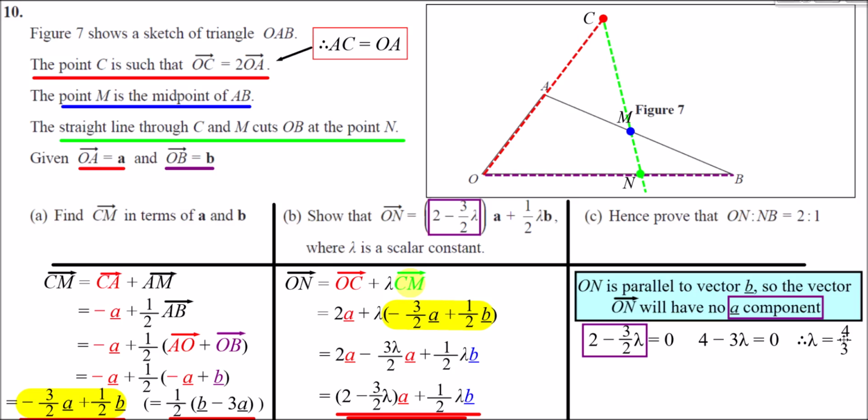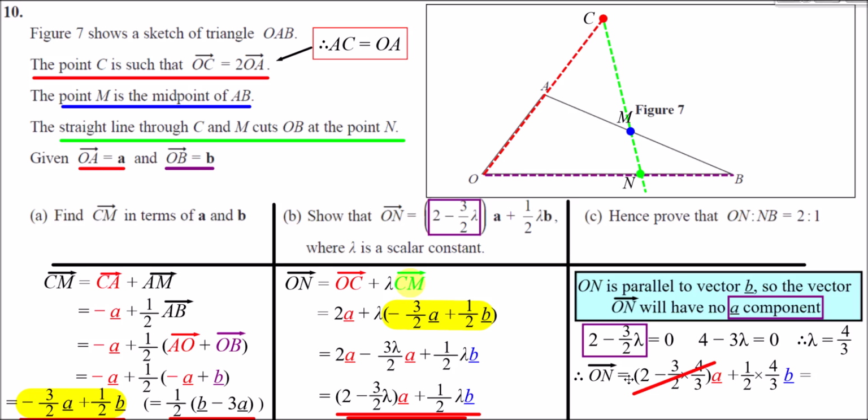We can now substitute this value of lambda into this expression in part B for what ON is. So ON now becomes this: 2 minus 3/2 of lambda, which is 4/3, so minus 3 over 2 times 4/3, lots of A, plus a half lambda becomes plus half of 4/3 of B. Now, because we said there's no A component, this here is just going to obviously vanish. If you want to, you can work it out with your calculator, but this would equal 0. So you can cross this out essentially and just focus in on what B is. The coefficient of B is a half times 4/3, which is 2/3.